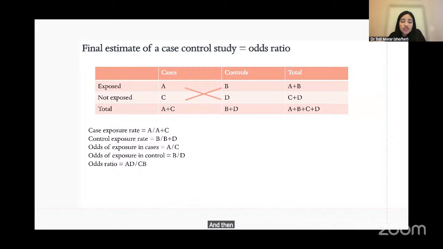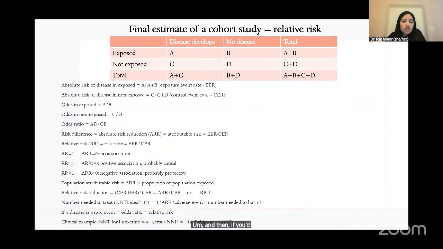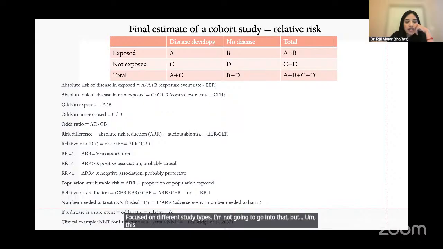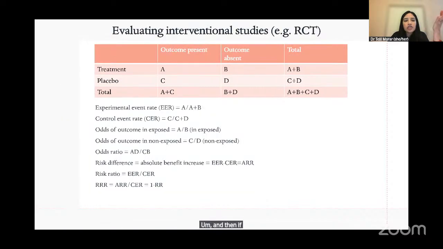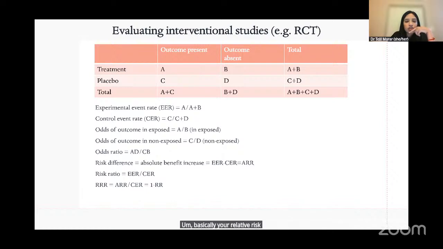And then, if you see a case control, this often comes up in SBAs and those sorts of things. And if you'd like to also calculate relative risk, that's the final outcome of a cohort study. I think previous talks have focused on different study types. I'm not going to go into that, but this is quite important. And then if you are evaluating interventional studies like a randomized controlled trial, basically your relative risk ratio is what you're looking for.